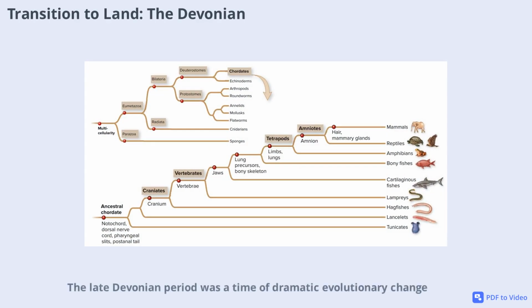The late Devonian period was a time of dramatic evolutionary change. The first vertebrates capable of moving on land emerged, marking the origin of tetrapods. These early land pioneers faced numerous challenges, from breathing air to supporting their body weight outside water. Their adaptations not only allowed them to survive but also to diversify and colonize new terrestrial habitats, setting the stage for the evolution of amphibians.